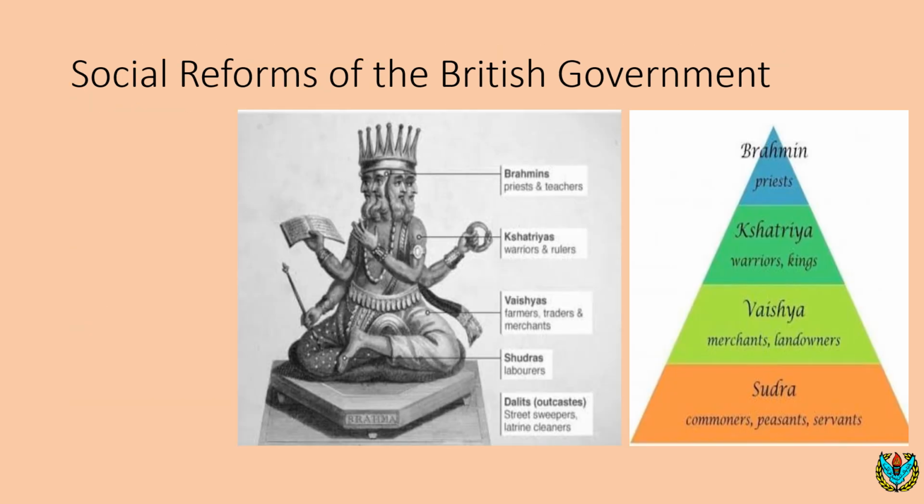Now, our next topic is social reform. Social reforms of the British government. The British government took many steps to improve the society. The first thing was the caste system. The caste system divides Hindus into four main categories. Number 1, Brahmins. Number 2, Kshatriya. Number 3, Vaishya. And number 4, Shudras.